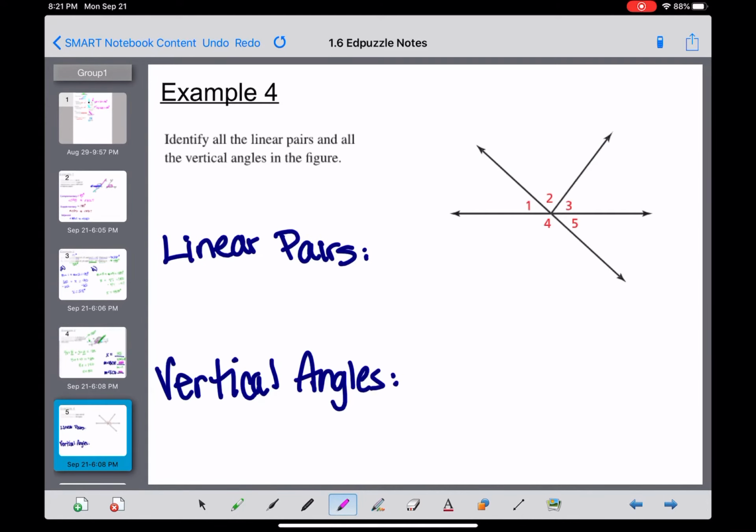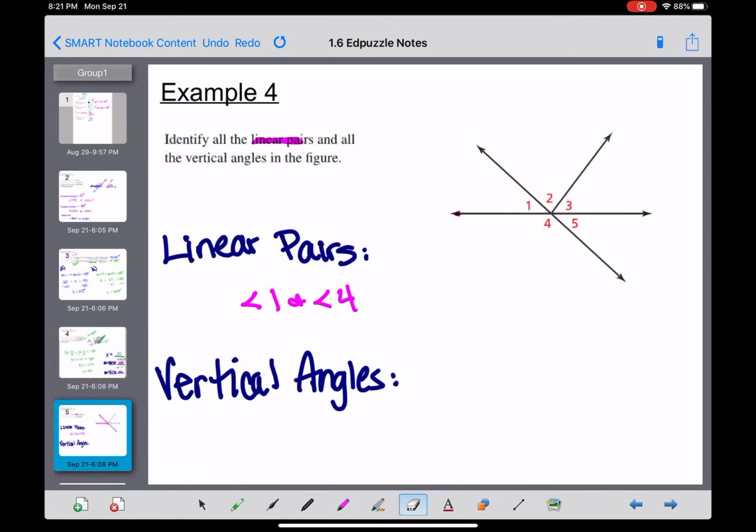Example 4 wants us to identify all linear pairs. So a linear pair is two angles whose sum is 180 degrees and it forms a straight line. So we have two sets of linear pairs. Okay, so here is one line, and it is made up of two angles with a common side. So angle 1 and angle 4 are a linear pair.